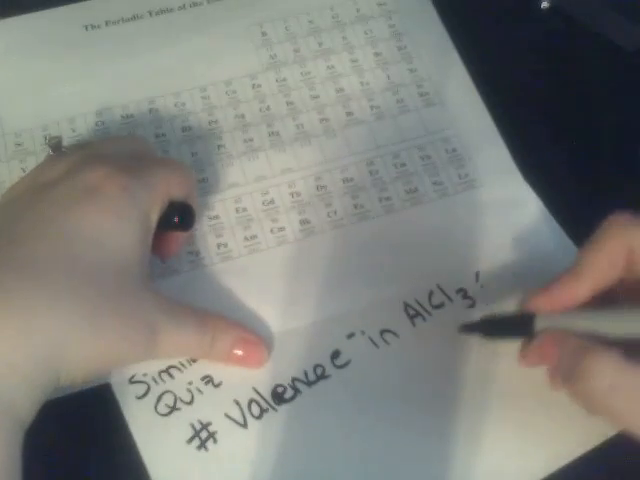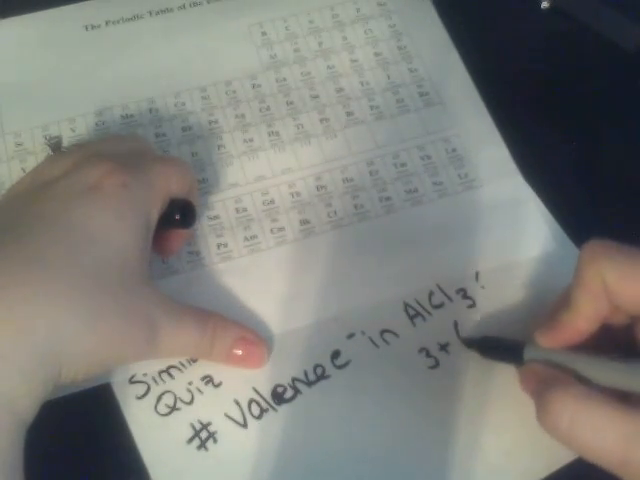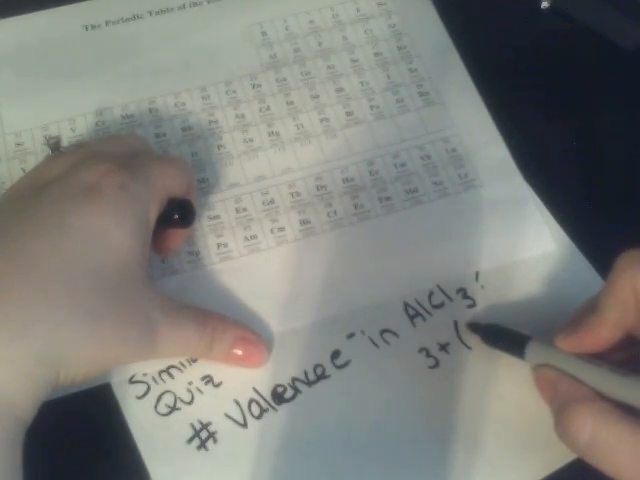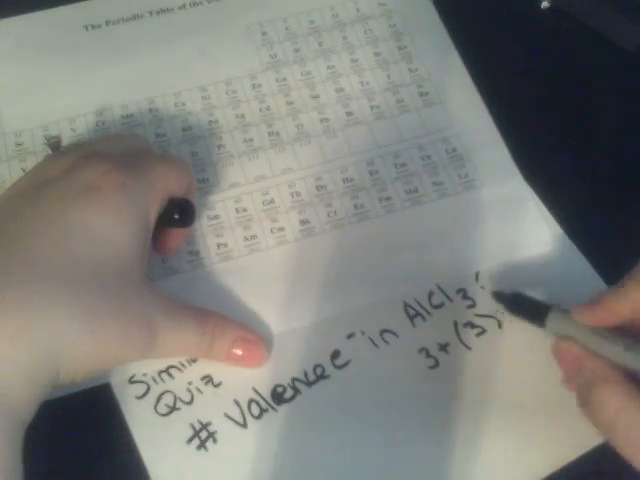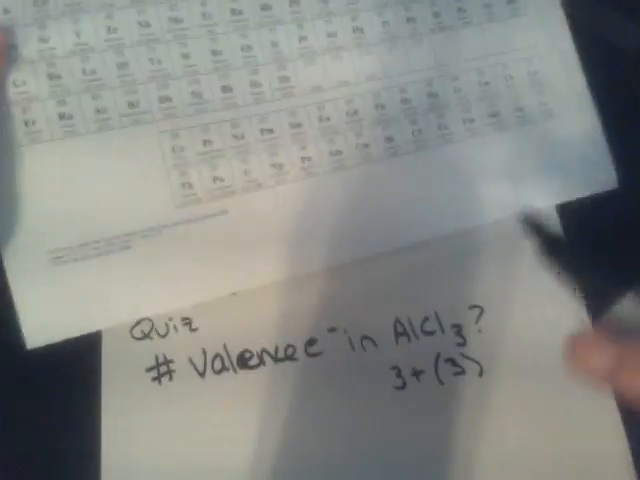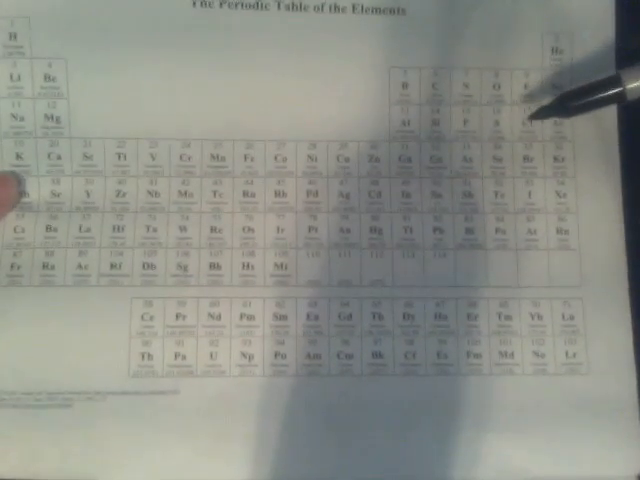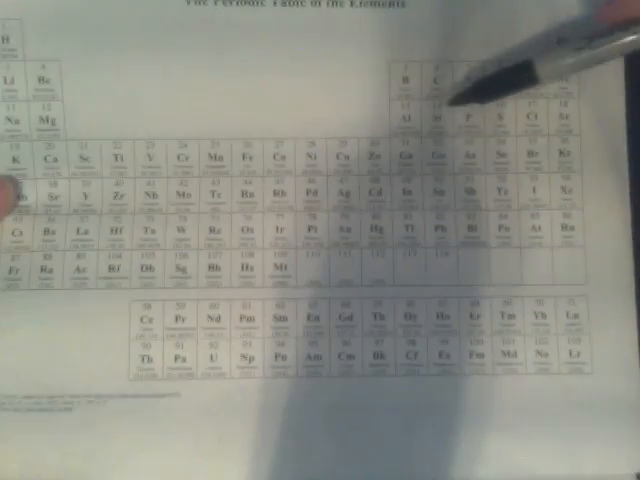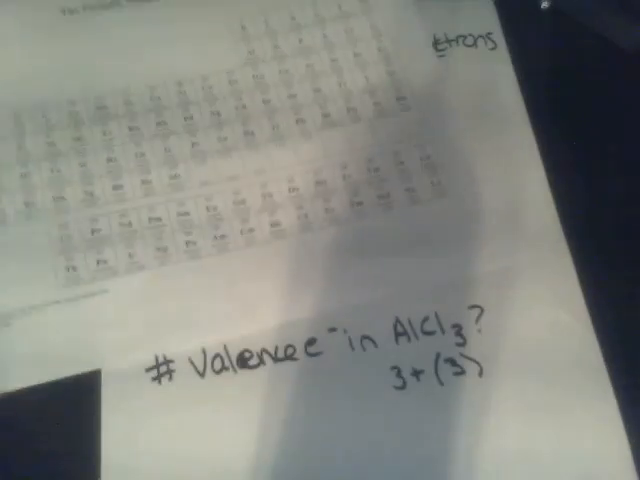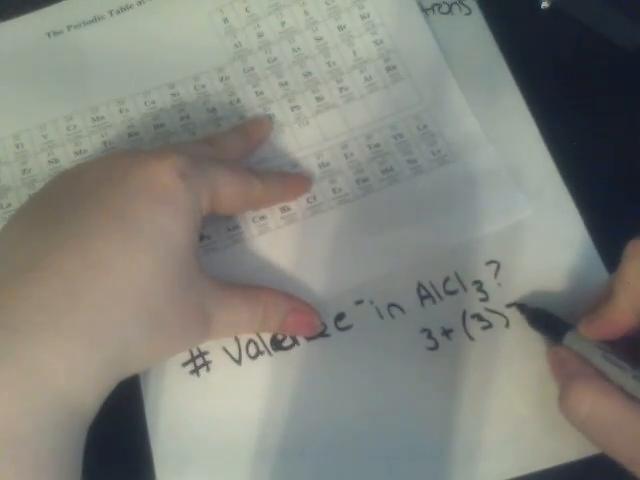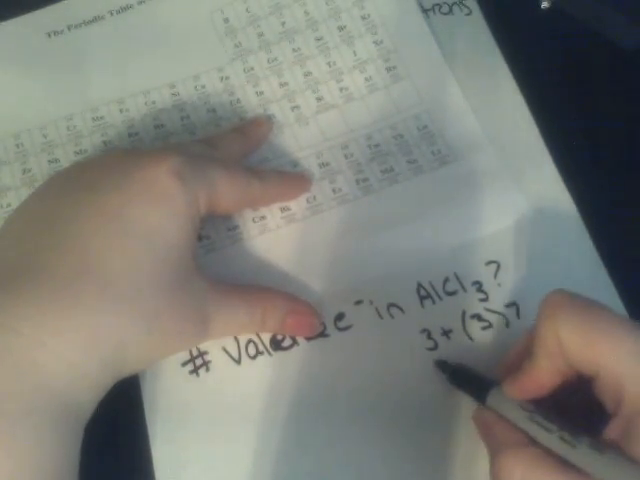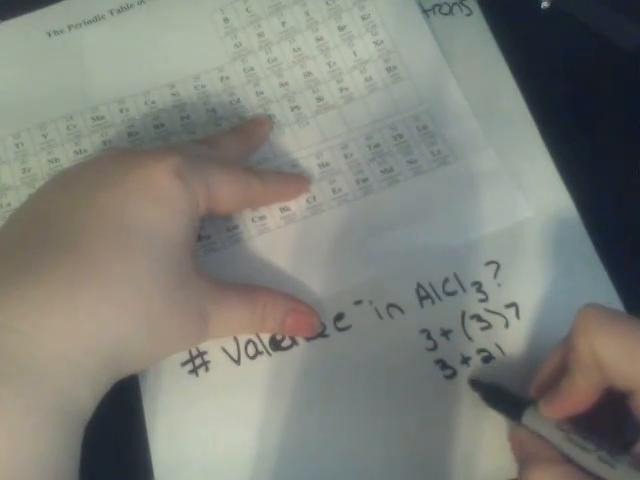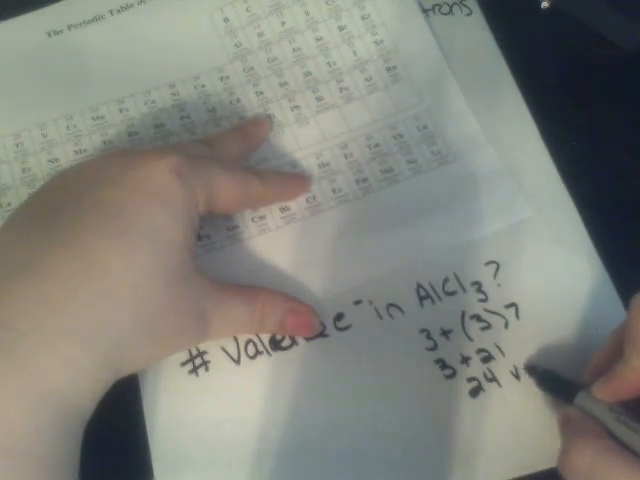So it's 3 plus, and then I'm going to say 3 times however many Cl has. How many does Cl have? He's in the 7th column, right? If we ignore the D block, 1, 2, 3, 4, 5, 6, 7. So 3 times 7. So 3 plus 21, we have 24 valence electrons.